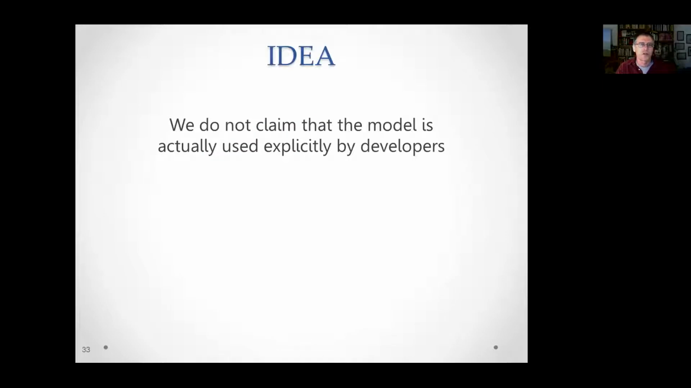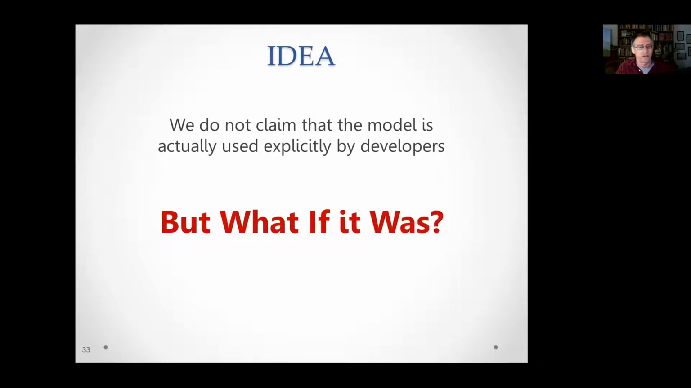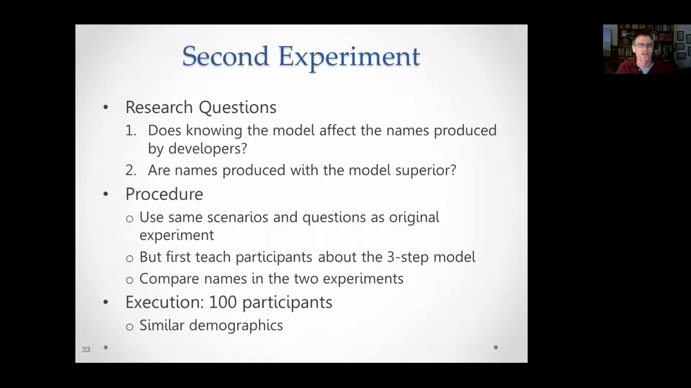So as I said, we do not claim that the model is actually used explicitly by developers. We don't really think they think this way. But what if they did think this way? What effect would that have? So we created a second experiment, which reflects the following research questions. 1, does knowing the model affect the names produced by developers? And 2, are the names produced with the model superior to the names produced in the original experiment?